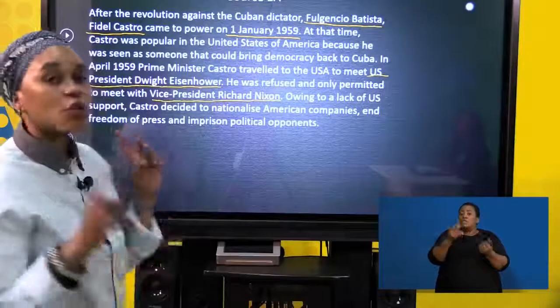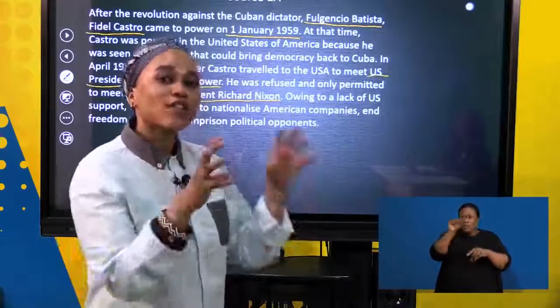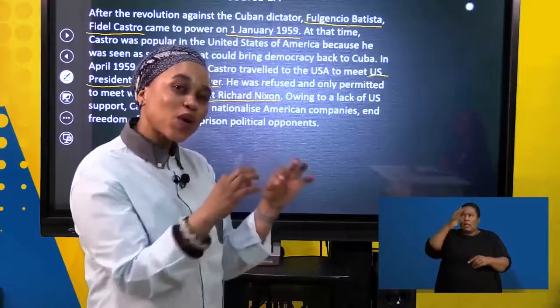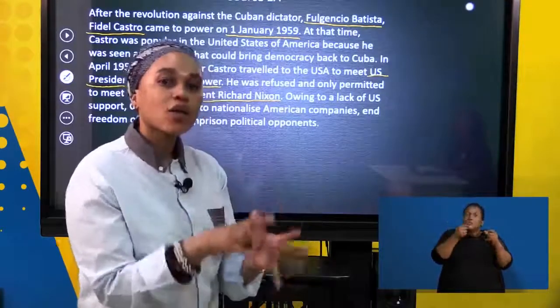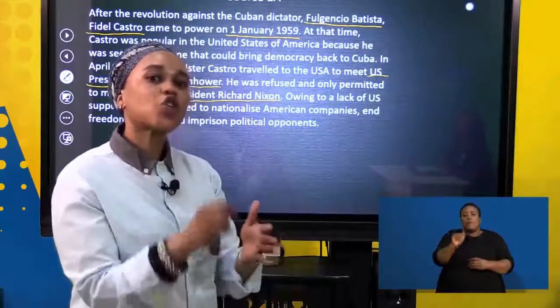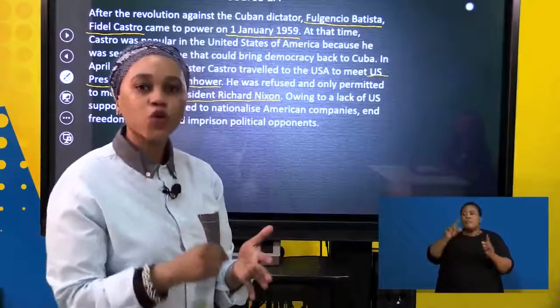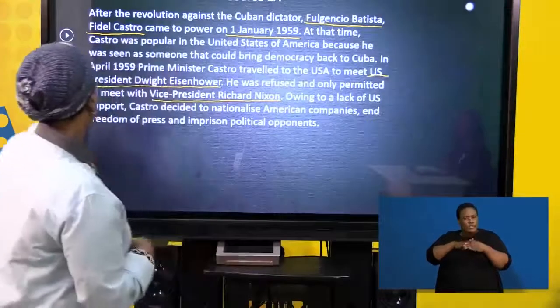Okay, and you need to bear in mind, when you're highlighting and underlining, what the source is about. Remember when we were looking at the caption, we said it is looking at why Cuba was the focal point. So when you're reading the source, you need to be looking for all those reasons why Cuba was the focal point of the Cold War.